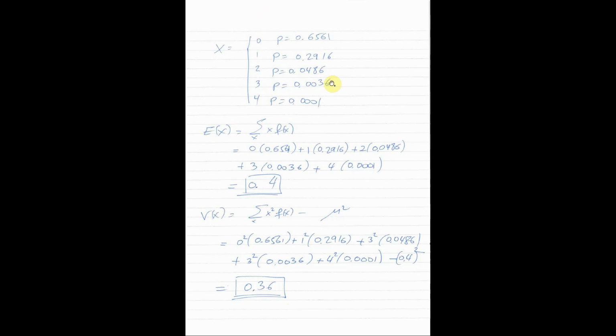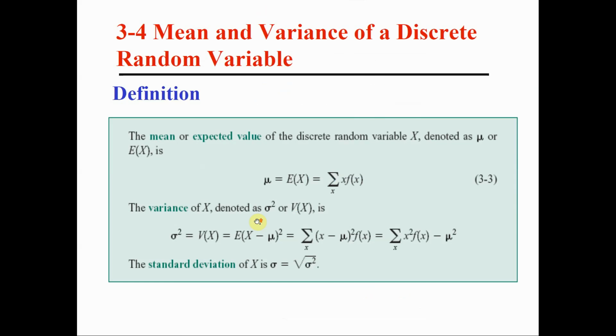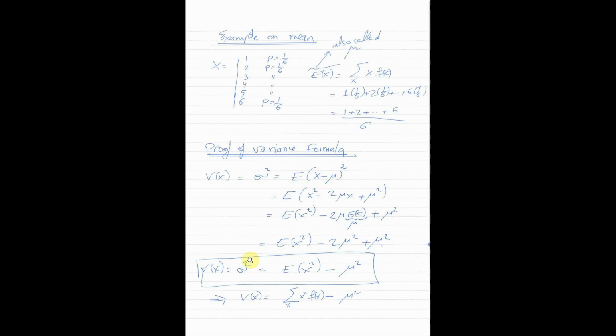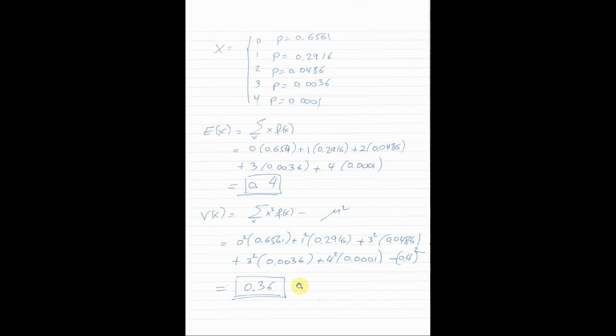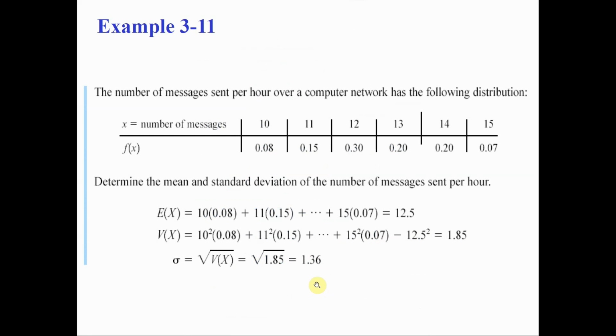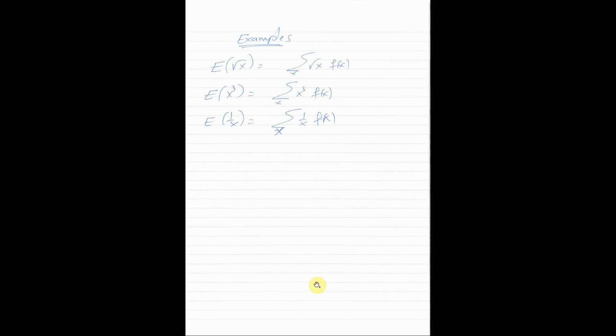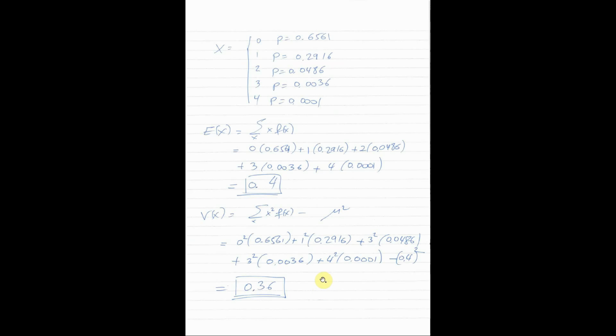So for this random variable, the mean value, or average value, or expected value was 0.4 and the variance was 0.36. Okay, if the question says what is the standard deviation for this random variable? To get the standard deviation, we have to get the variance. The variance is sigma squared. To get sigma itself, the standard deviation, we just need to calculate the square root of this, which would be 0.6. Let's move to another example, and then we will be almost done with this lecture.